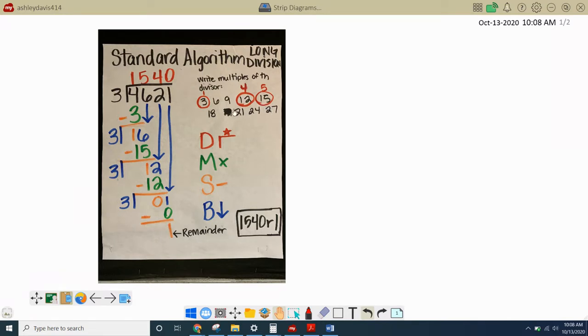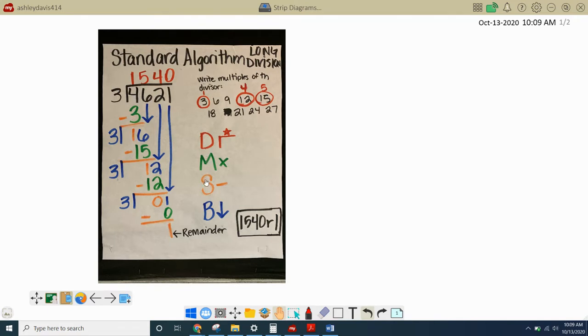Okay, so we start with 4 divided by 3. I look at my multiples, and it's just like looking at your multiplication chart. But I know sometimes a lot of you don't want to flip back and forth to your multiplication chart, so I have you write the multiples to the side. I can go all the way to 3 without going over 4, and that's one group of 3. So the 1 goes on the top, and 3 times 1 is 3. Then I see what's left over, 4 minus 3.